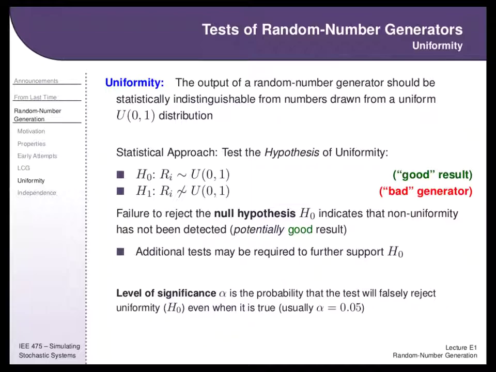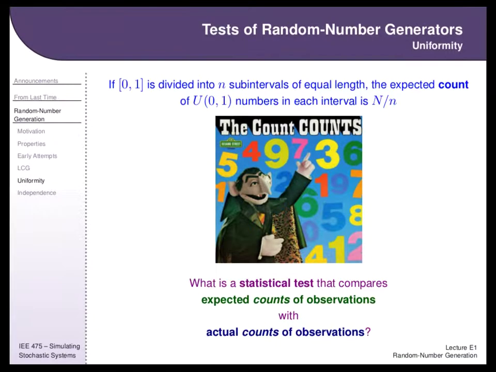And level of significance stuff here. When I refer to level of significance, this is the probability that we will falsely reject uniformity even when we actually have uniformity. We'll just set that in this class usually to 0.05. And we'll get more into the stat stuff after the midterm.